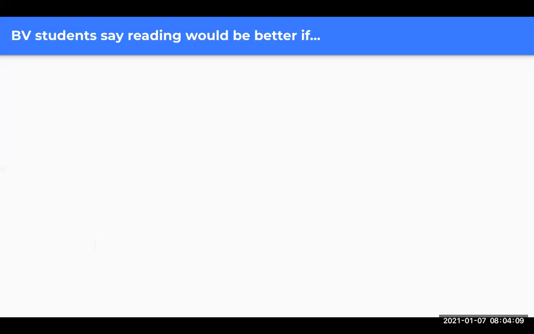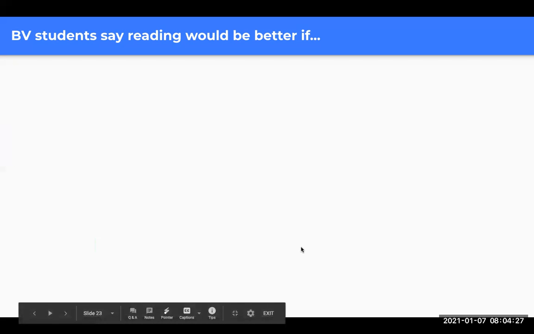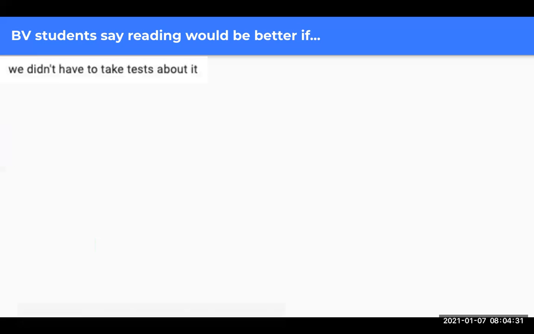Thinking back to that reading survey that students completed before we even dove into this work, back when they told us that reading was horrible and that they hated it and that they wish they could choose what they wanted to read and that they don't read at home, I also asked them how reading would be better. And I noticed a common trend. Students say reading would be better if we didn't have to take tests about it, we didn't have reading guides to complete. This one made me laugh.